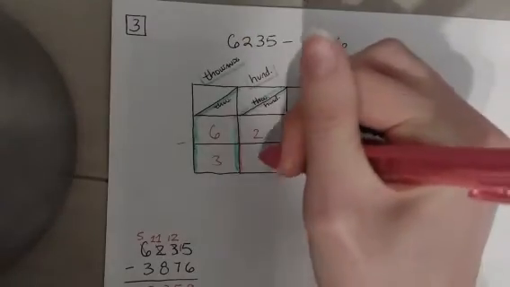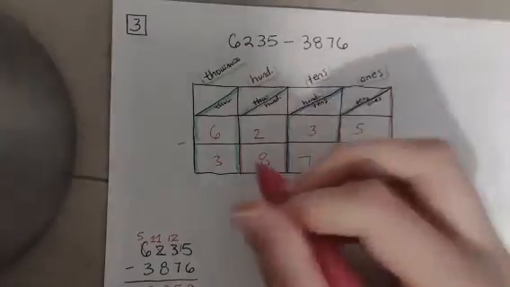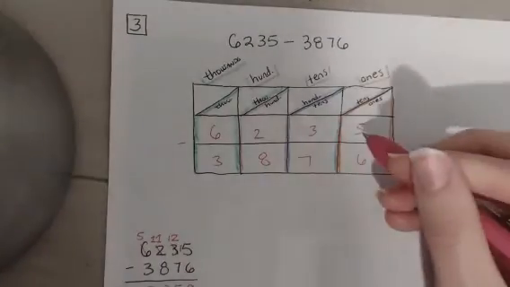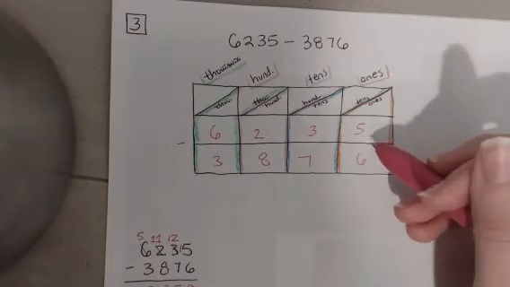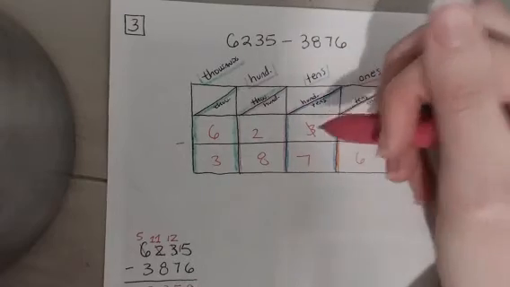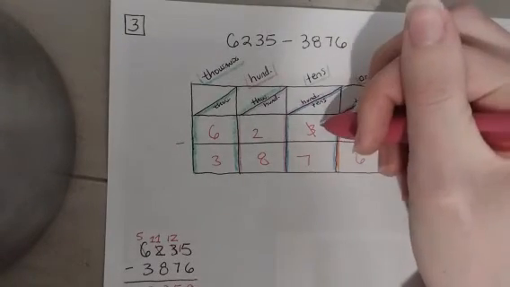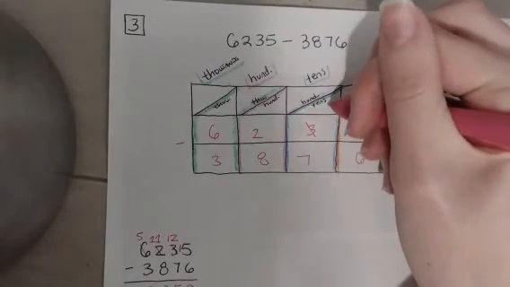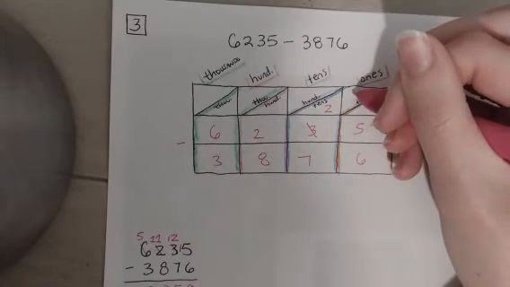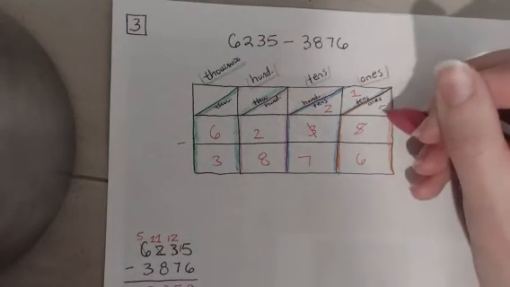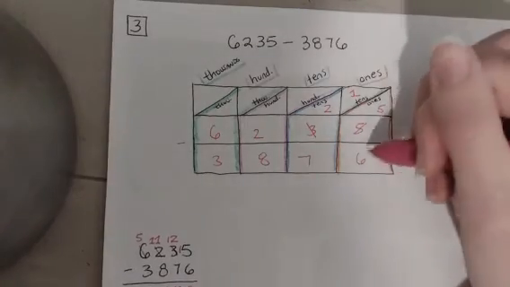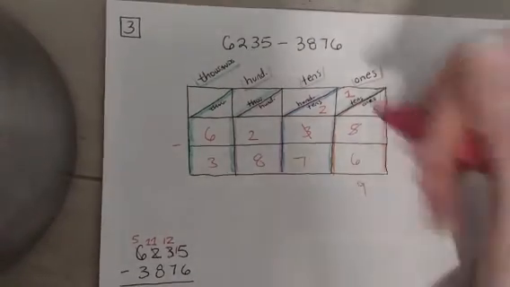Minus 3,876. So here we go. 5 ones minus 6 ones. We can't do that. It's a negative, but we can actually borrow from the next place value up, so it's not going to be a negative. This is borrowing 1 ten, and we're just moving up 5 ones. So 15 ones essentially minus 6 is going to be 9.